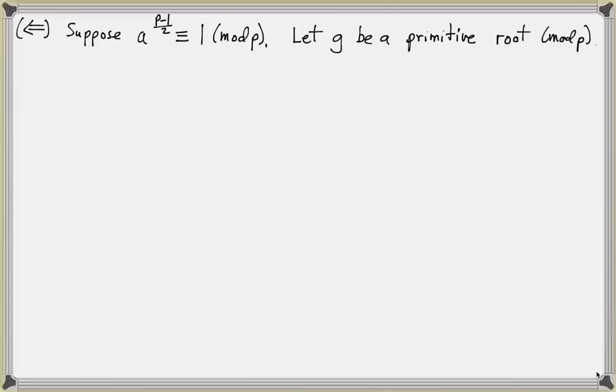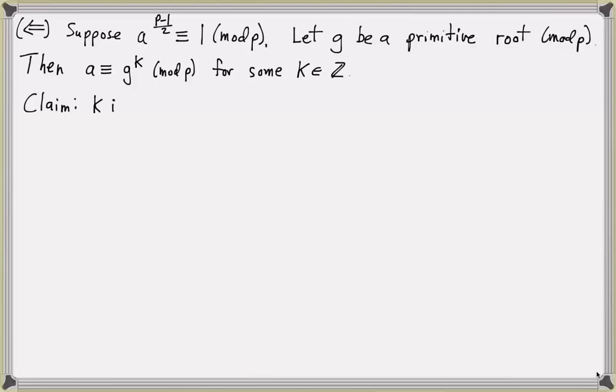So then we can write a. Then a is congruent to g to the k mod p for some integer k. Now I claim that this exponent k must be even. Okay, let's give a proof of the claim.